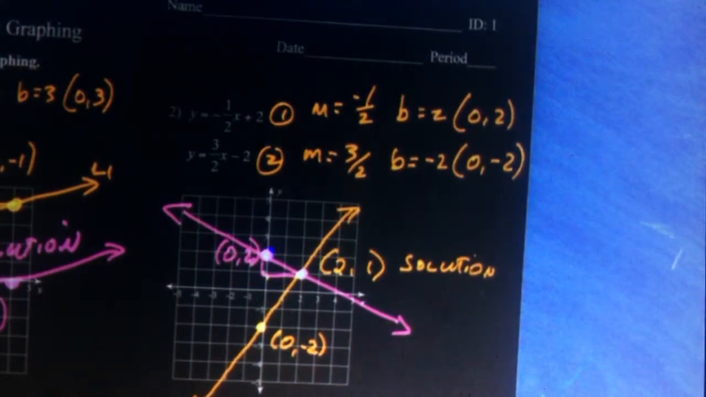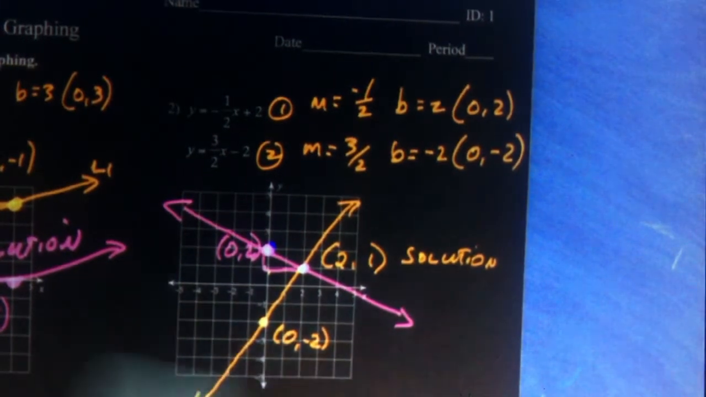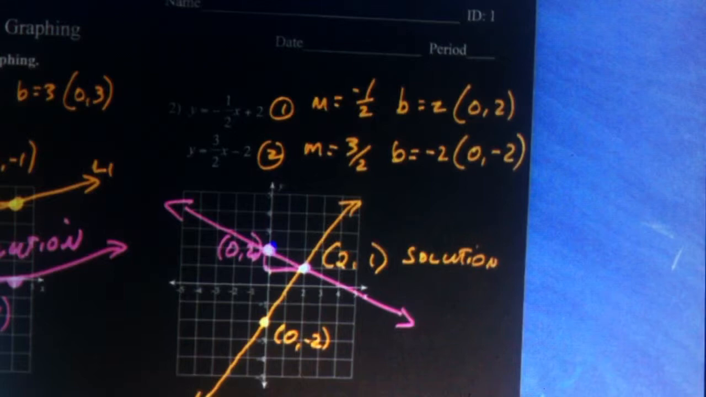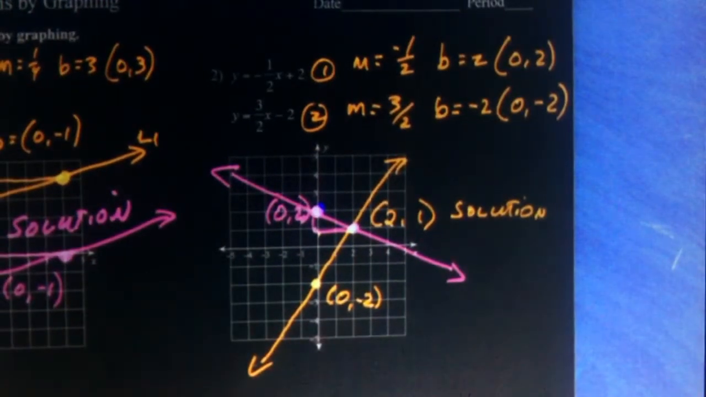So, anybody have any questions on that? That is a good example of one question with parallel lines. There's no solution. And then over here, we have a situation where the two lines cross, and we have one solution. The point is a solution.